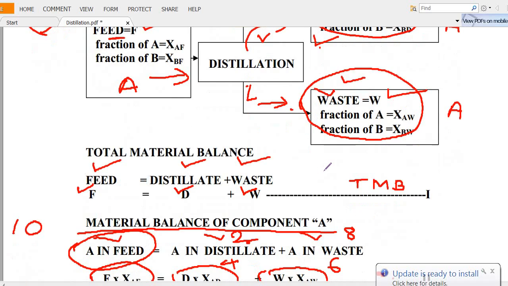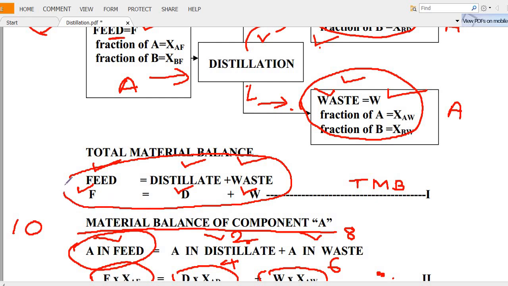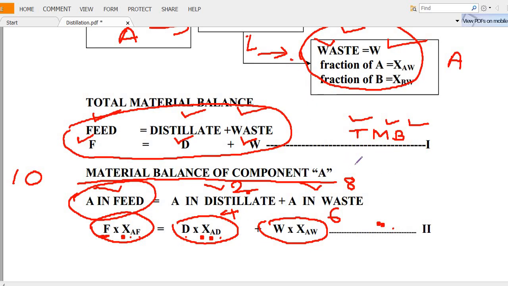Okay, and therefore we get the first material balance equation, that feed is equal to distillate plus waste. So this is our first material balance equation, which is called total material balance. Then we have studied the material balance of component A. Whatever A component is in feed, that must equal A present in distillate plus A present in waste.